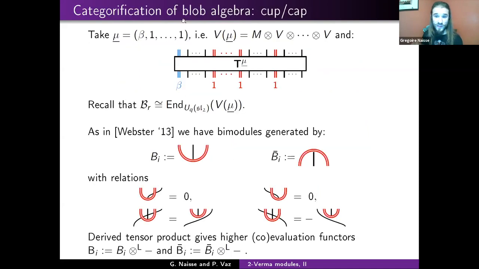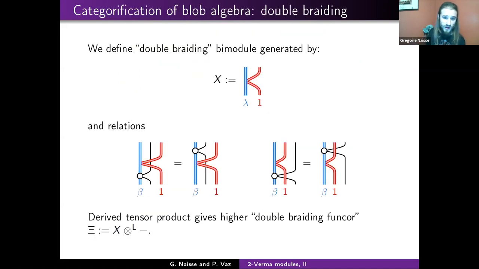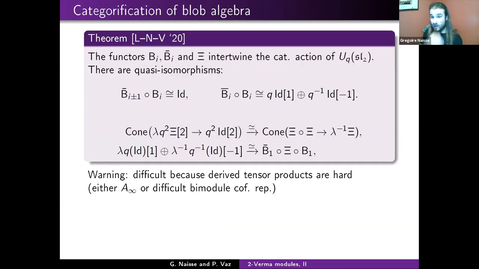And then you can do something similar for the type B Hecke generator, except that we know that which should coincide with some double braiding. And so you just define a bimodule diagrammatically with some relation, and you take the right tensor product. And then what you can do is show that these functors intertwine with the categorical action.